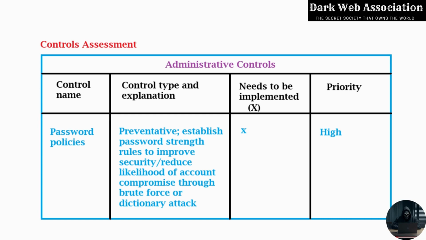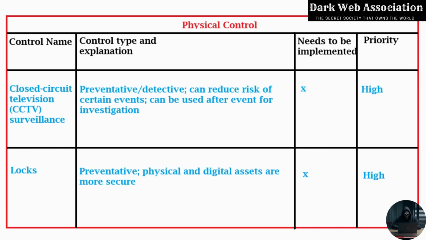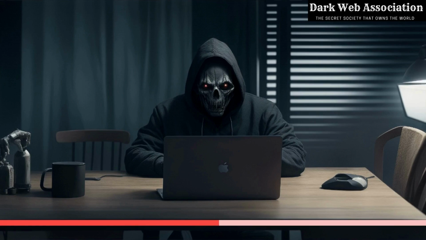They include policies and procedures that define how an organization manages data, such as the implementation of password policies. Technical controls are hardware and software solutions used to protect assets, such as the use of intrusion detection systems, or IDSs, and encryption. Physical controls refer to measures put in place to prevent physical access to protected assets, such as surveillance cameras and locks.